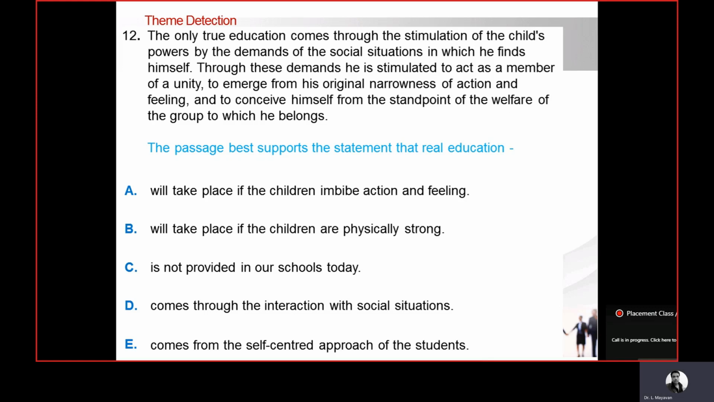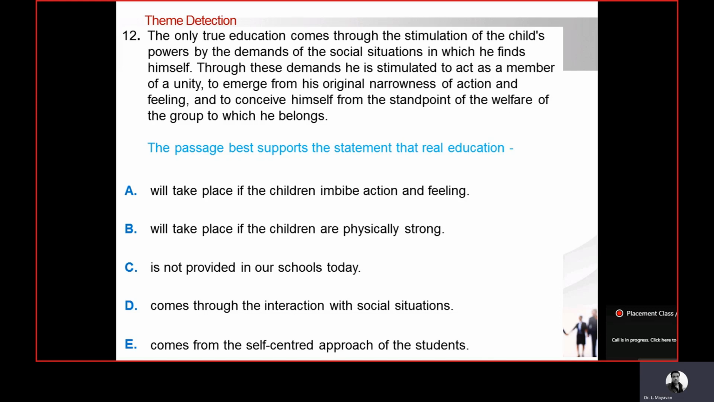The real education will take place if the children are physically strong. No, it is not the right option. The real education is not provided in our schools today. It is not discussed. The real education comes through the interaction with the social situations. Social situations seems to be correct. Let us also consider option E. The real education comes from the self-centered approach of the students. No, it is not discussed. So option D is the correct option, which is the exact theme discussed in the passage.